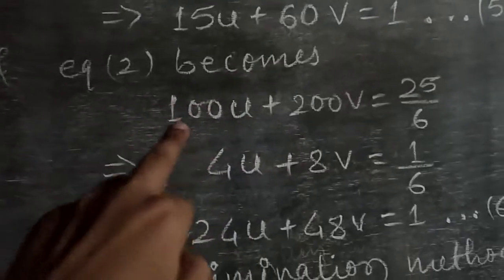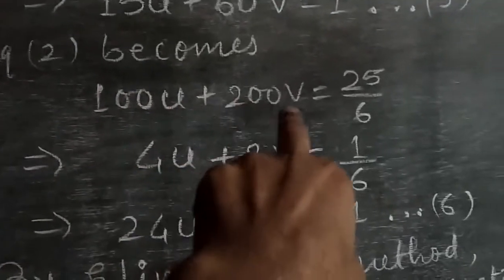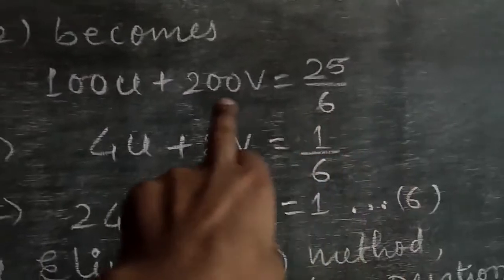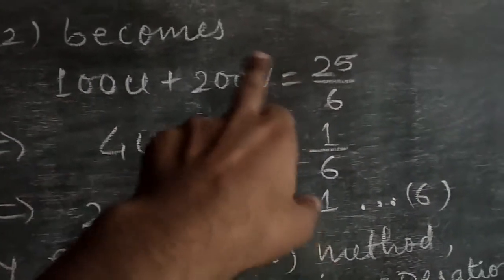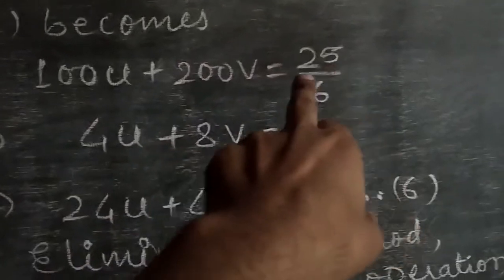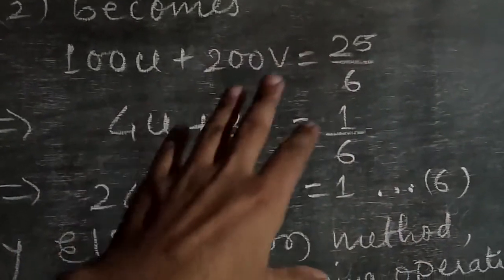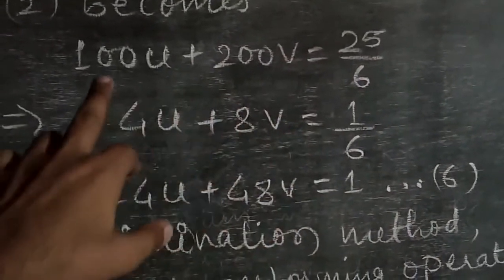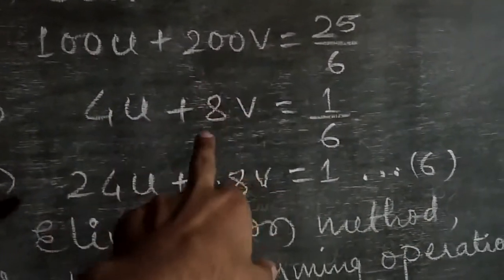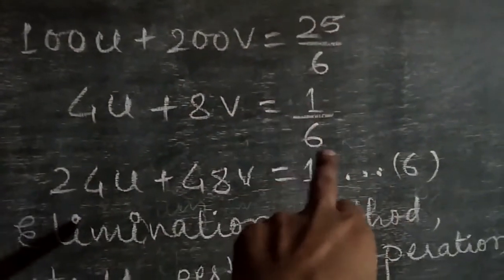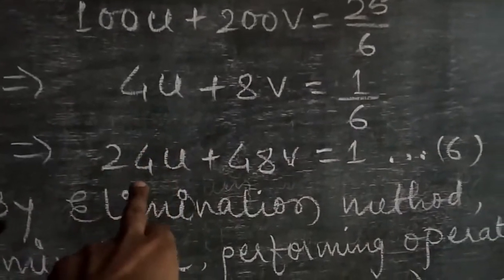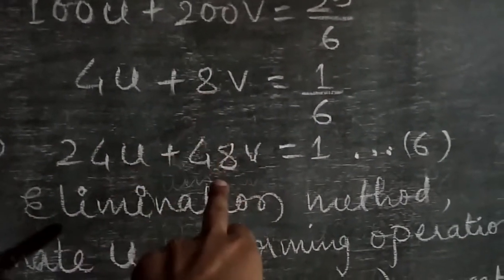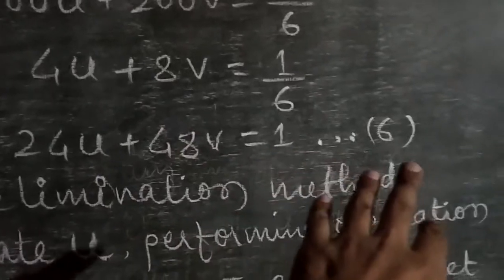Also equation 2 will become 100u plus 200v equal to 25 upon 6, and all the coefficients, that is the coefficient of u, 100, the coefficient of v, 200, and 25, are divisible by 25. So divide all these numbers by 25. So we will get 4, here 8, and here 1 upon 6. Now transfer 6 to the left hand side. It will become 6 into 4, 24u, and 6 into 8, that is 48v equal to 1. It is our sixth equation.